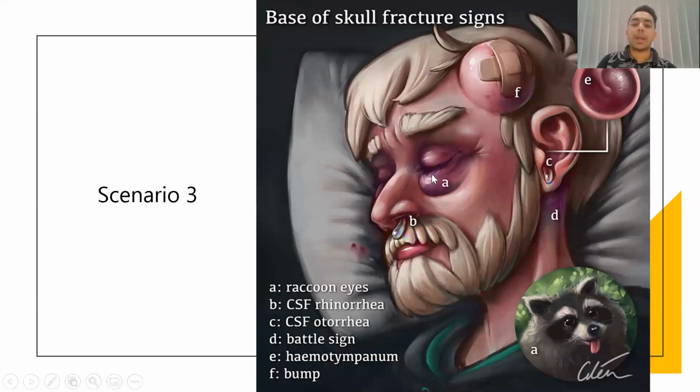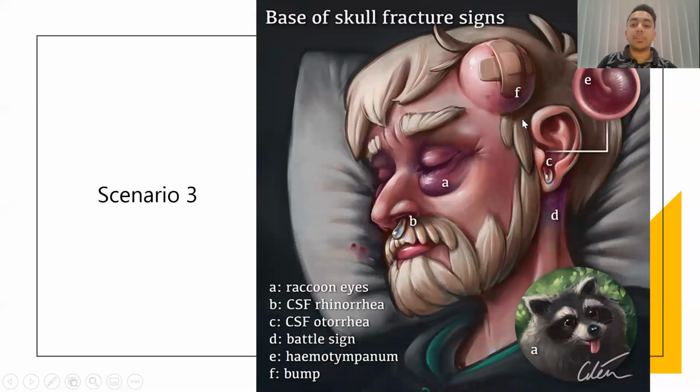So A is your raccoon eyes or panda eyes, like the ED doctors would like to call it. B is CSF rhinorrhea. Okay, that's when you have CSF leaking through your nose. C is CSF otorrhea, where you have CSF coming out of your ear. D is Battle sign, that's where you have bruising around your mastoid process right behind your ear. And then you have E for hemotympanum, where blood accumulates behind your tympanic membrane, and F is your bump.